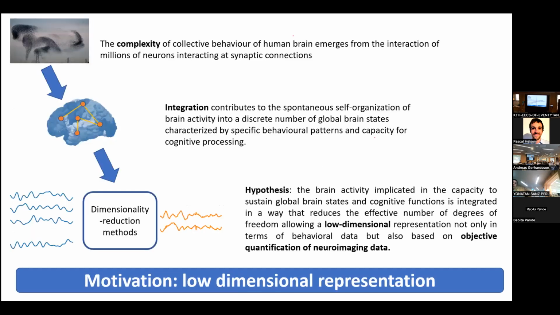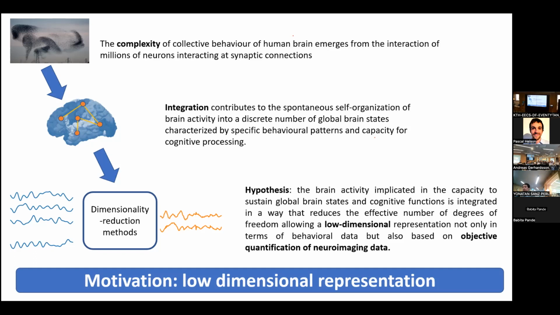So basically the motivation is that, as we know, the brain is a really complex system that has an emergent behavior that comes from the interaction of a lot of small units connected by billions of synaptic connections. But at the end of the day, this very high dimensional system is integrated, and the integration helps the system self-organize into a small number of global brain states, and this integration creates the emergence of patterns and the capacity of cognitive processing and so on.